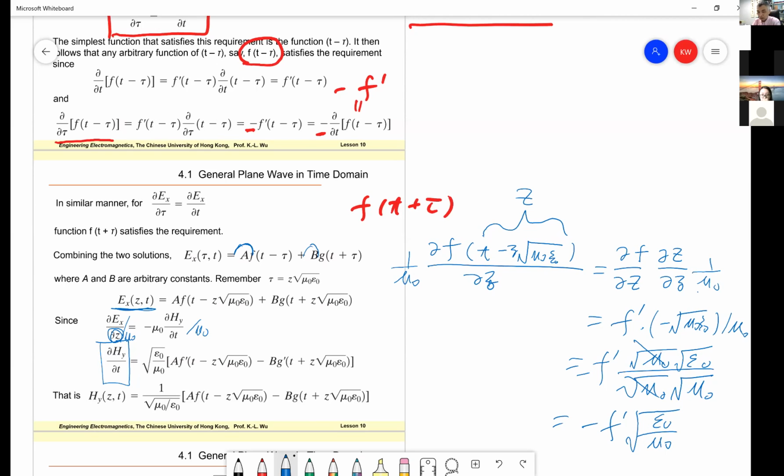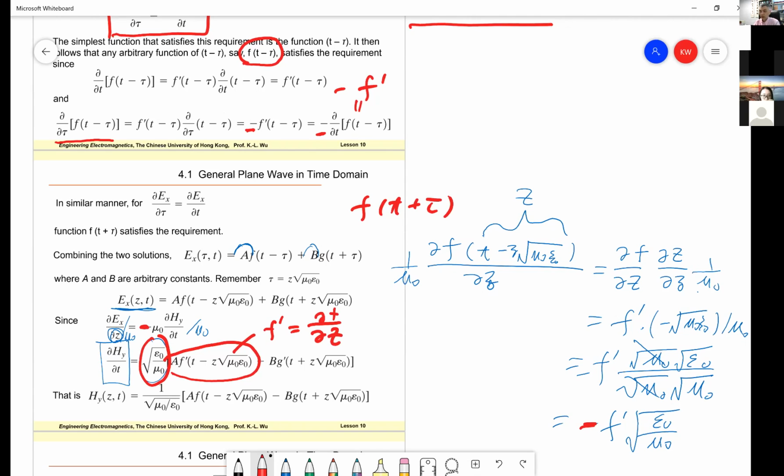Okay, so this is where we get this. Now we know we have this component, and we have a minus sign, but don't forget we have a minus sign here, right? So the minus sign canceled. So this term is partial f over partial capital Z.